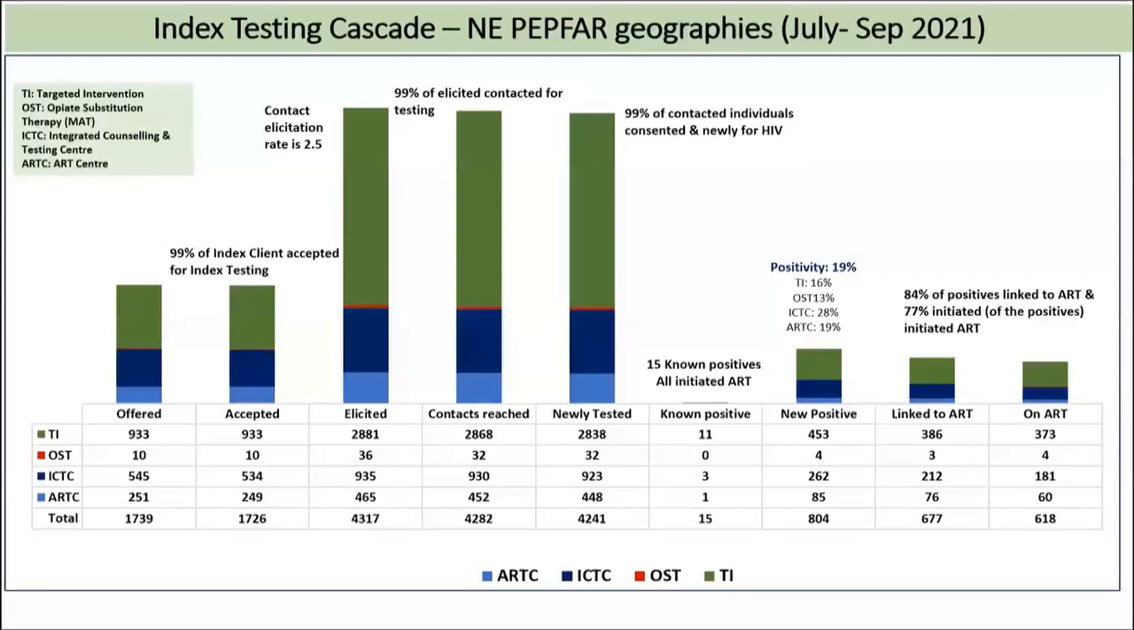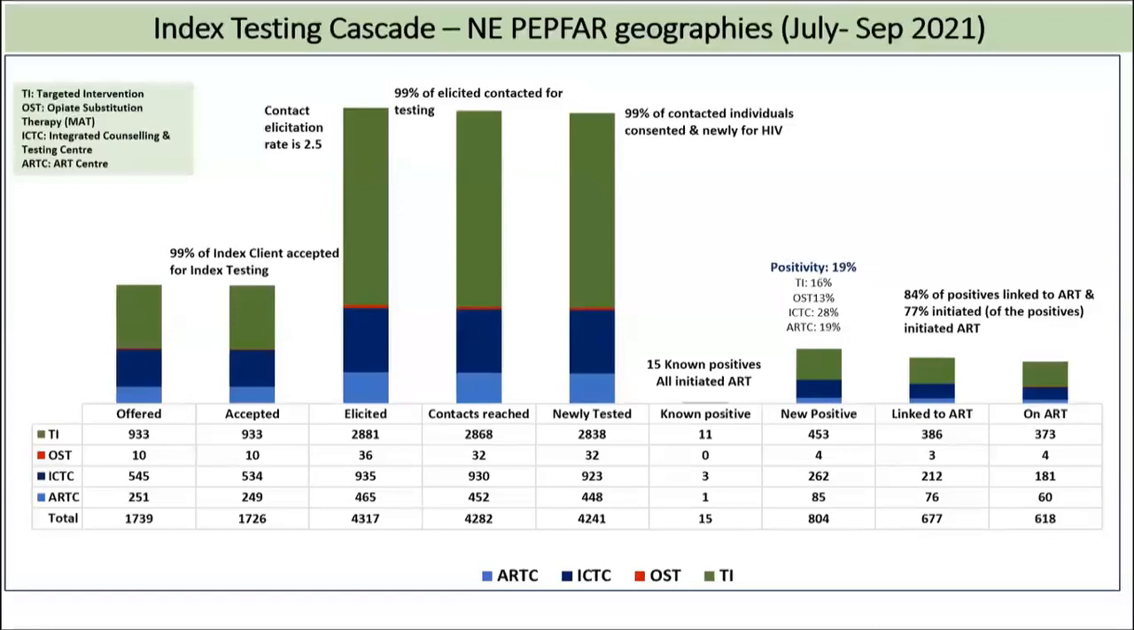The counselors were able to get more than 2, like 2.5, if you can see that contact elicitation bar. So there were 2.5. It means counselors were able to get the details of more than 2 contacts. Each and every client has given more than 2 contact details. So that's why it's 2.5. Average contact elicitation rate is 2.5.